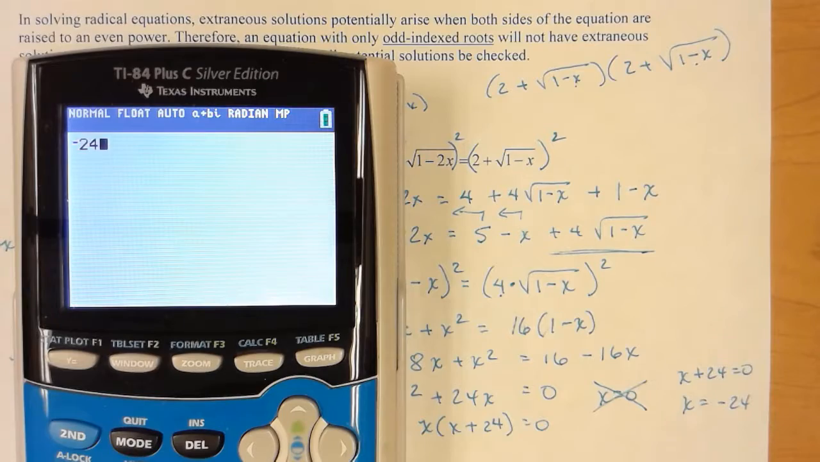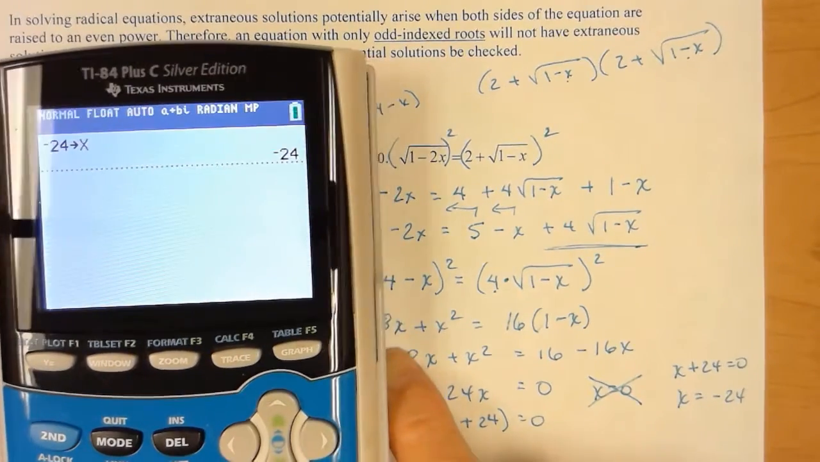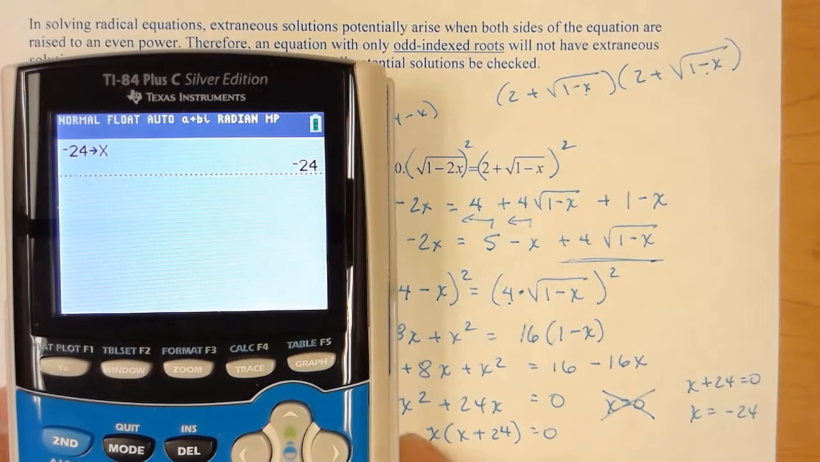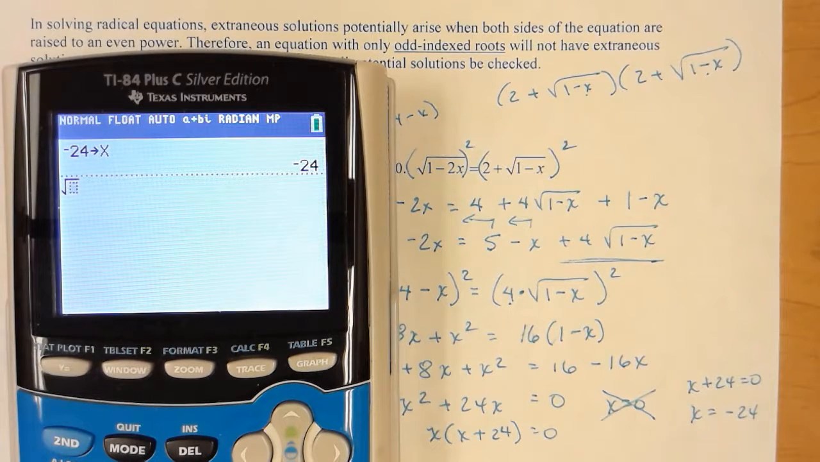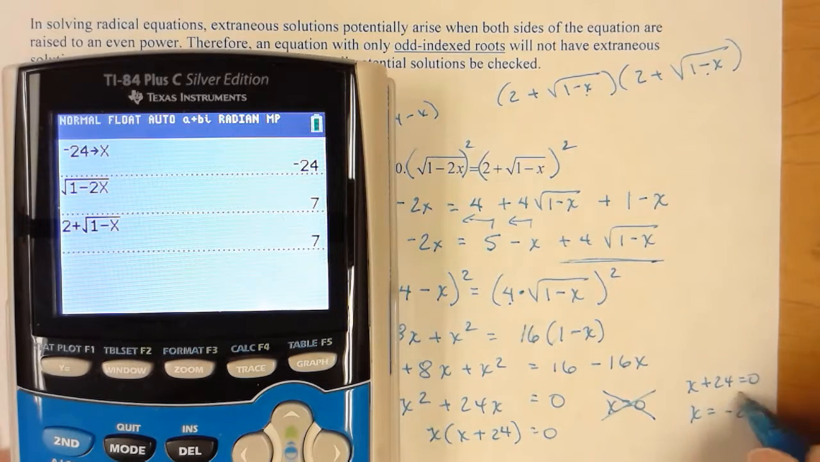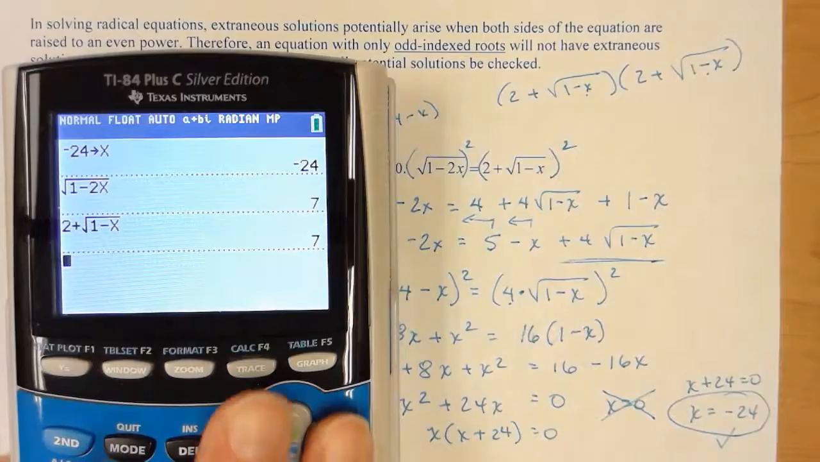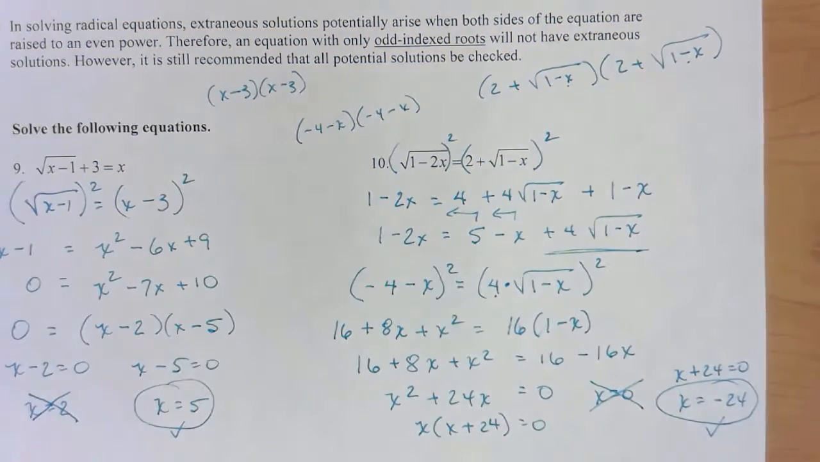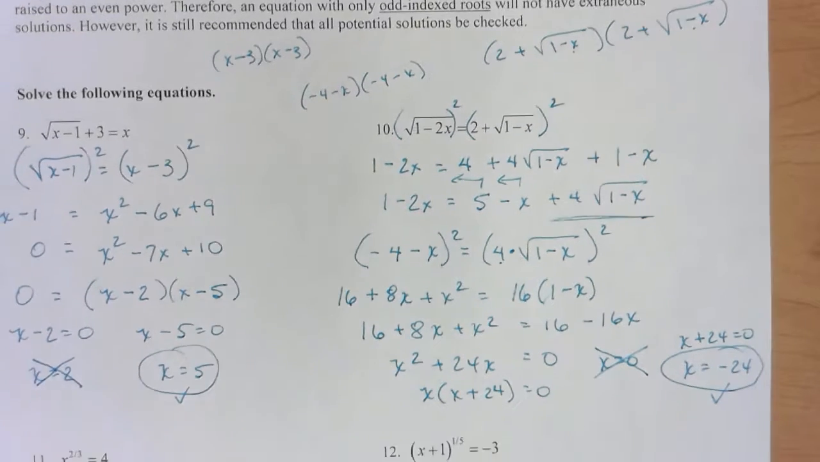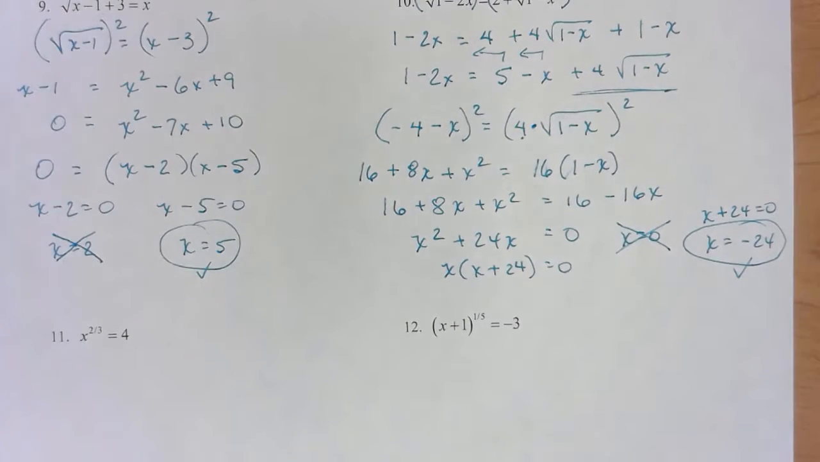So negative 24, storing for x. Move it a little bit so I can see the original. Square root of 1 minus 2x. Get that out, and that's the left-hand side. Right-hand side, seven equals 7. So that is my solution. That one is a little bit longer because we had to go through the process of squaring both sides twice. But it still came out pretty good. I think you'll like the last two.